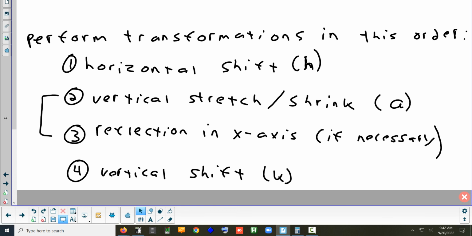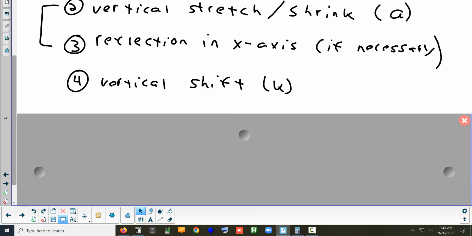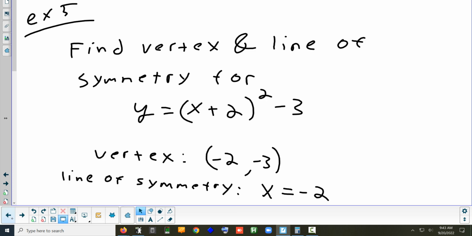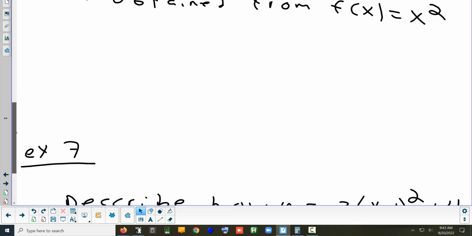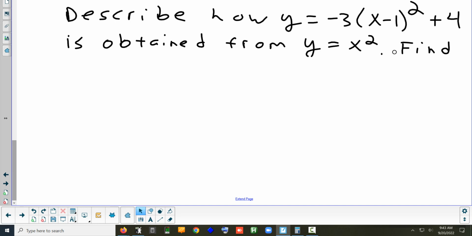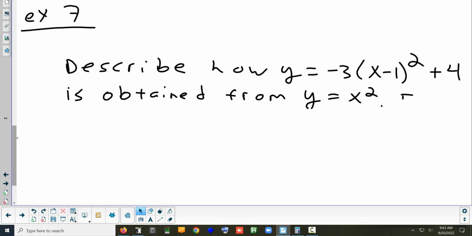So let's go back. Let's look at a problem where we have more than one transformation and see if we can list them in that correct order. I have one that's back on the other page. Okay, let's do this one. So describe, I think this might be example 6 because I skipped one. Describe how that graph, negative 3 times x minus 1 squared plus 4, can be obtained from y equals x squared.